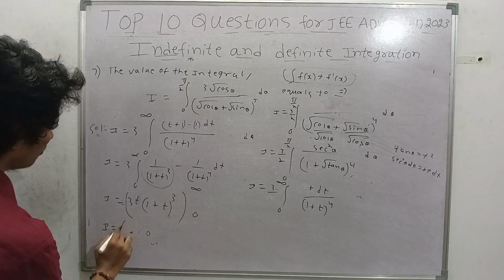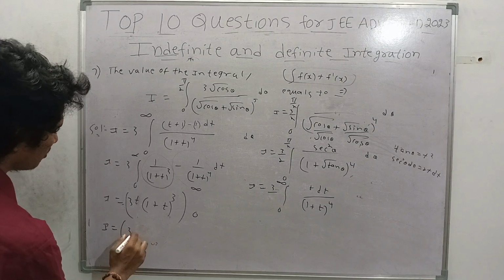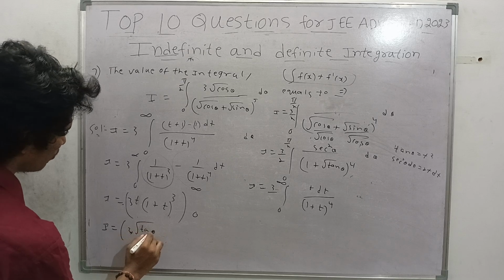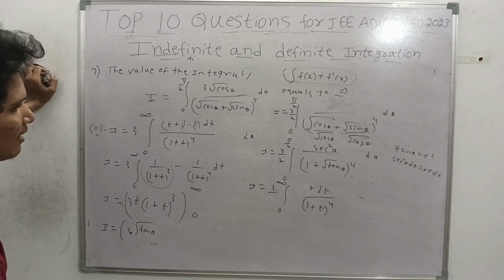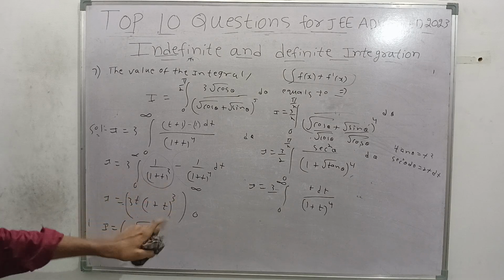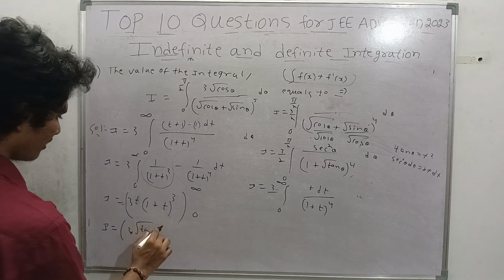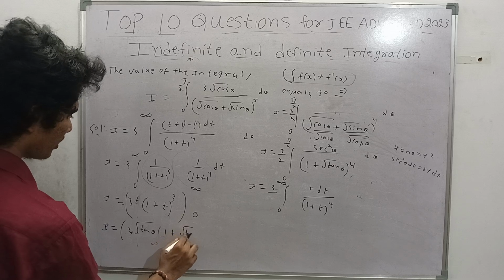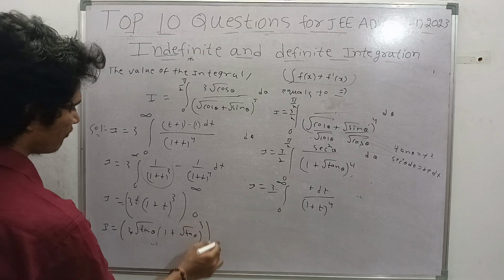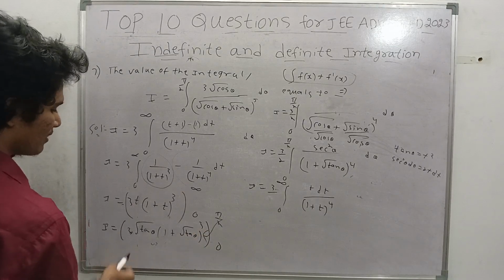I equal to 3. What is t? t is root tan theta. We can replace like this. And when you do all this stuff, you can get, this is the same. This what we done is correct. So at the final, you can get 3 into root t into 1 plus root t, that is whole cube. And here you can change the limit 0 to pi by 2. And you can get this.